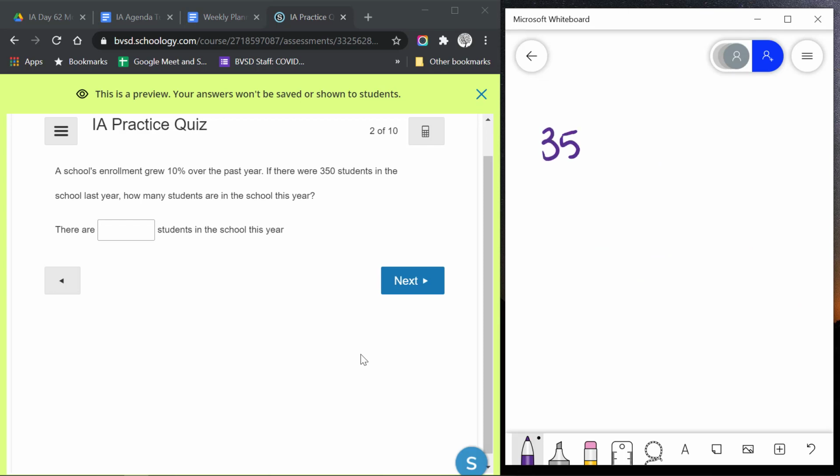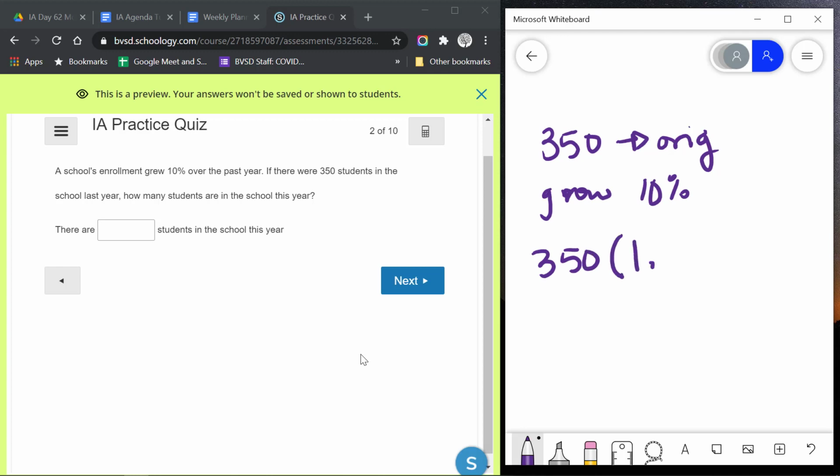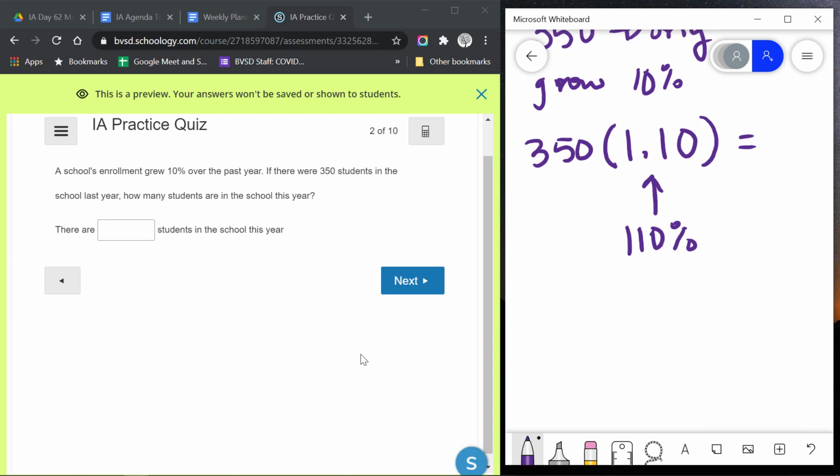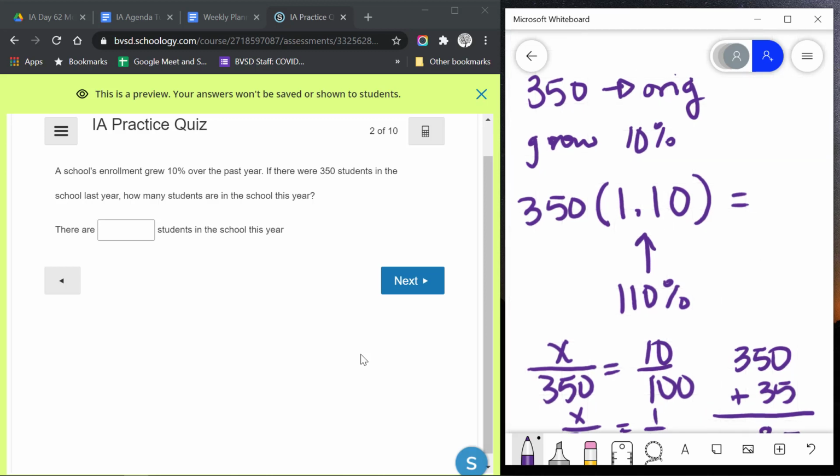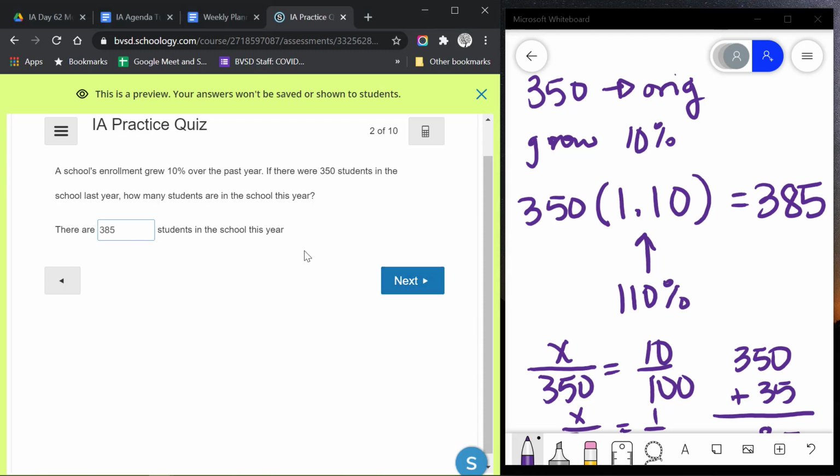Okay, the enrollment is going to grow 10% from 350. So 350 is our original, and then it's going to grow 10%. Two ways to do this. We can take 350 and multiply by 1.10, because that represents 110%, and get our answer that way. We can also do x over 350 equals 10 over 100. X equals 35. Now that's how much it increased by, so we'd have to do 350 plus 35, and that would get us 385. Notice that if we do this in the calculator, 350 times 1.10, we also get 385. So our final answer is 385.